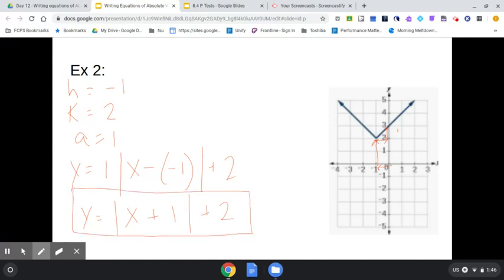Making sure the graph makes sense with my equation, we see +1 here. That means the graph moved left 1 unit and up 2 units. That does correspond to my graph located on the right.